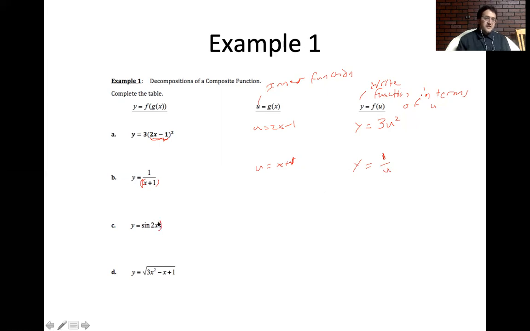When you have a trig function, your inner function, so when I say sine of, the "of" is the buzzword for what your u is going to be. So our u is equal to 2x. So we would write this as y equals sine of u. And then last but not least, when we have radicals, what is inside of a radical is always going to be your inner function.